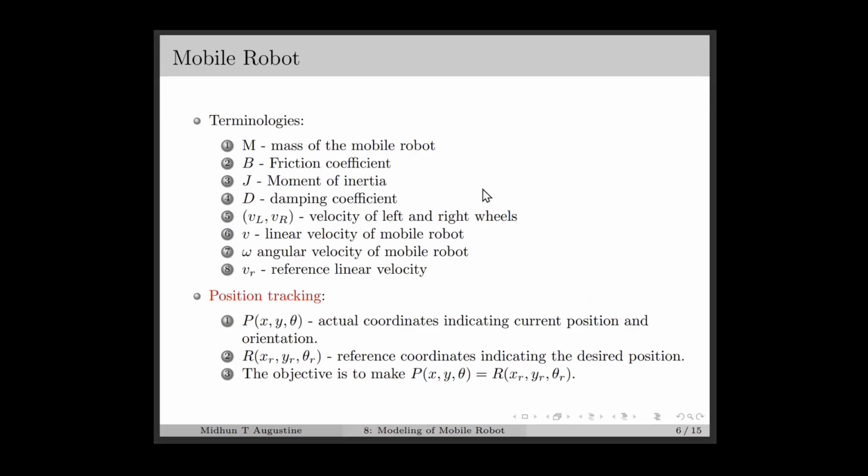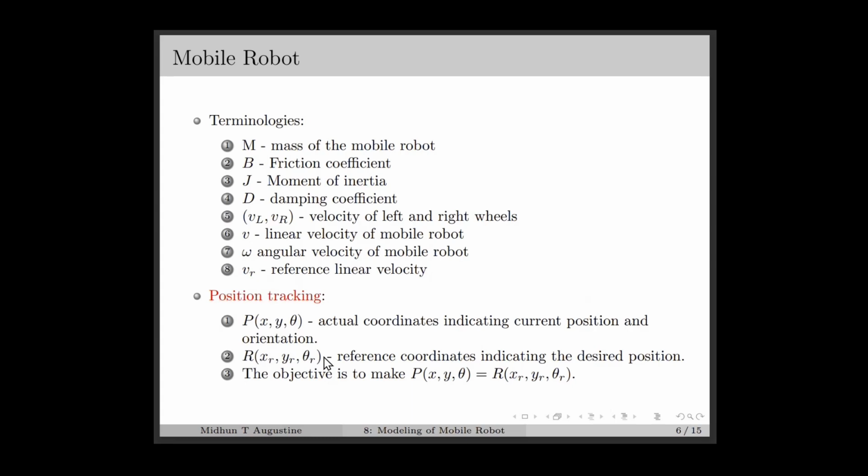We can have the following terminologies associated with the mobile robot, where M denotes the mass of the mobile robot, B is the friction coefficient, J is the moment of inertia, D is the damping coefficient, VL and VR are the velocities of the left and right wheels, V is the linear velocity of the mobile robot, omega is the angular velocity, and VR is the reference linear velocity. Then, as we saw in the previous slide, we have P as the actual position, which contains x, y, and theta, and R as the reference position, which contains xr, yr, and theta r, that indicates the reference coordinates.